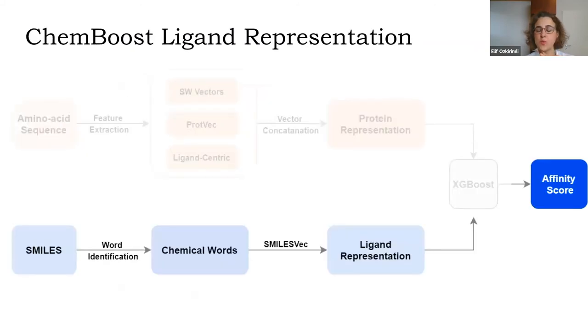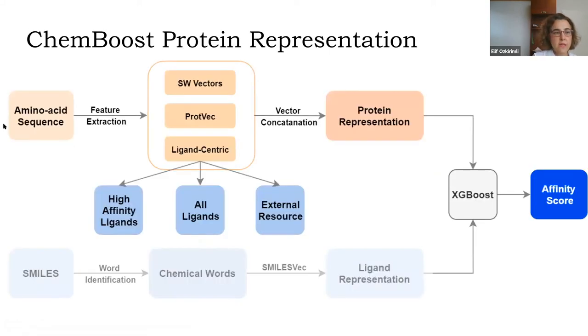With these ideas, we came up with the ChemBoost methodology, where the chemical words and the SMILES-vec result in a ligand representation for each ligand. Then the amino acid sequence is used to produce either Smith-Waterman vectors, ProtVec vectors, or the ligand-centric vector approach that I just described. Smith-Waterman and ProtVec have been published previously by other researchers. Ligand-centric is our approach, and you can use the high affinity ligands, all of the known ligands, or other external resources. Then you use vector concatenation to come up with a protein representation. Combining all of this with XGBoost, hence the name ChemBoost, you come up with an affinity score.